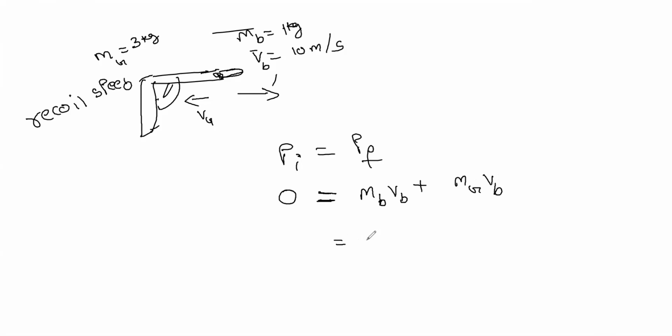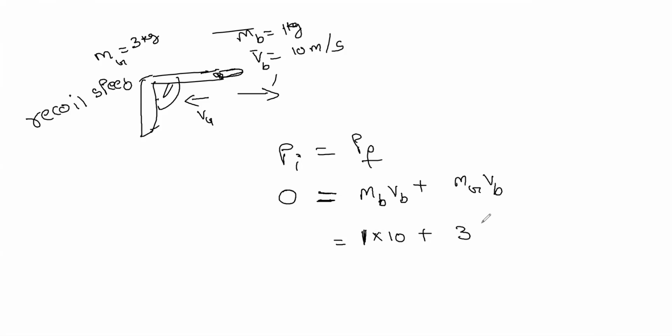So what is the mass of the bullet? It is 1 kg. Velocity is 10 meters per second, right? 1 kg times 10 meters per second, plus mass of the gun, 3 kg, times the velocity. The initial is 0, right? No, we have to find out the velocity. Oh, okay.